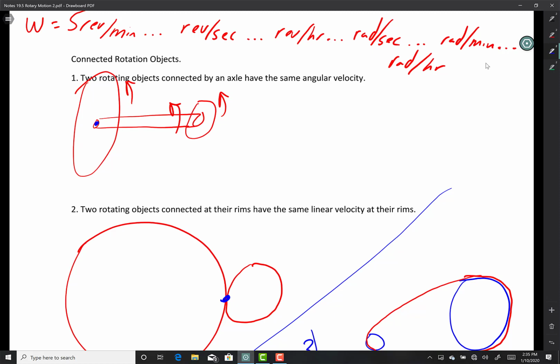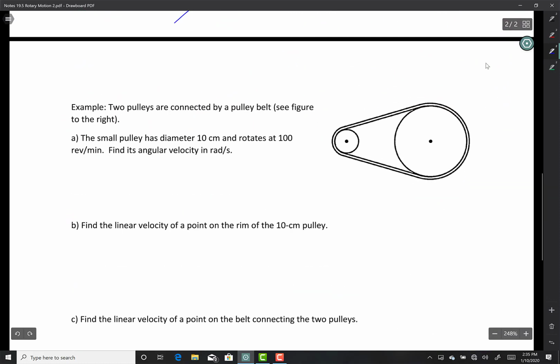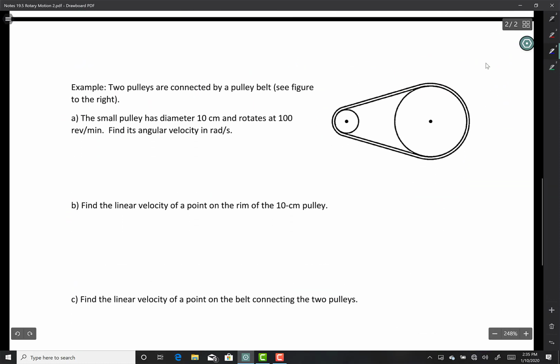All right, check this out. I'm gonna go slow, guys. The two pulleys are connected by a pulley belt. The small pulley has a diameter of 10 centimeters. So if the diameter is 10 centimeters, that means the radius is 5. I might need that. And rotates at 100 revolutions per minute.